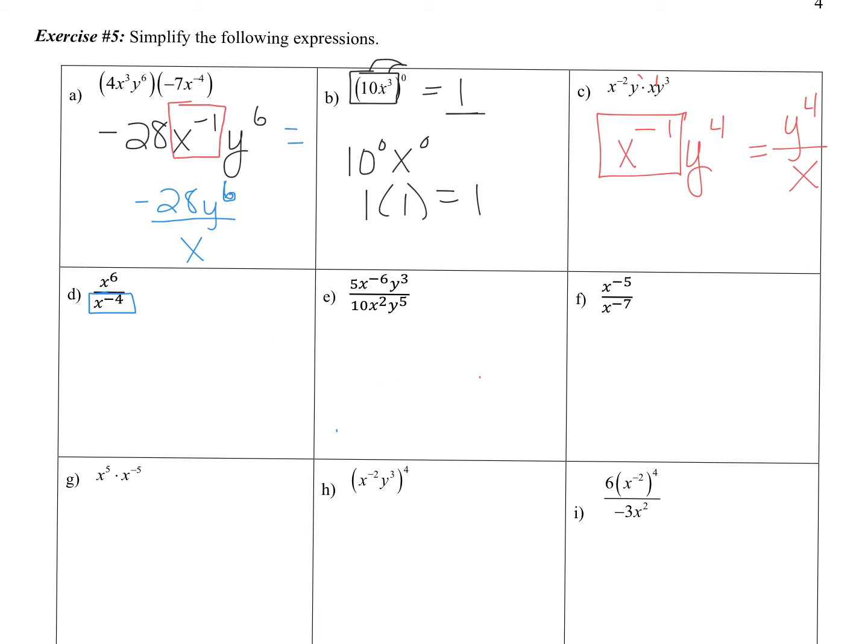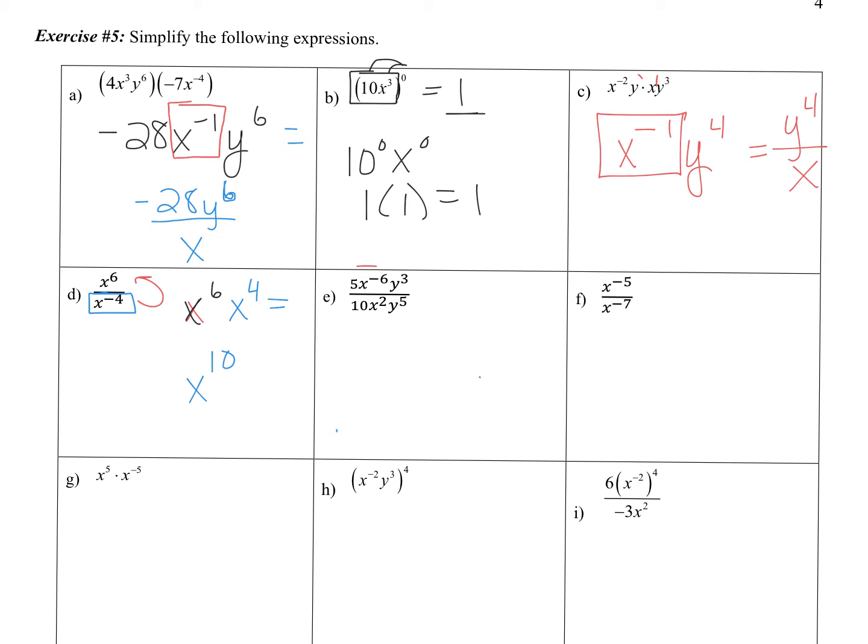So when I see a negative exponent in the denominator, I basically just take it and move it up to the numerator and make it positive. So the original x to the sixth is there. I'm moving this up and making it x to the positive fourth. I add exponents, and this one equals x to the 10th.